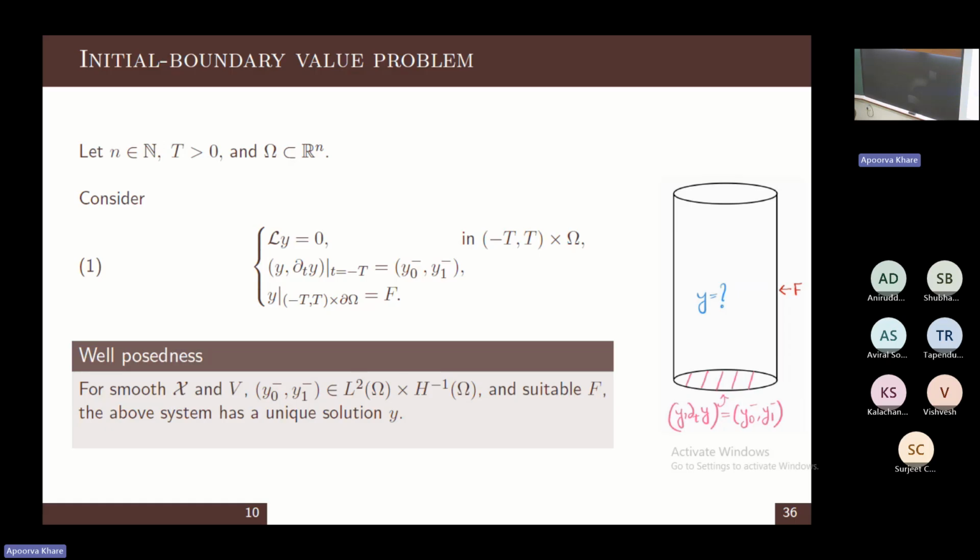And by now, well-posedness of wave equations is very well understood. So for smooth X and V and initial data lying in some space and a suitable function f, the above system has a unique solution y. Okay. These spaces will be important in some parts of the talk. I'll talk about it when it's important. For now, you can ignore it if you want.